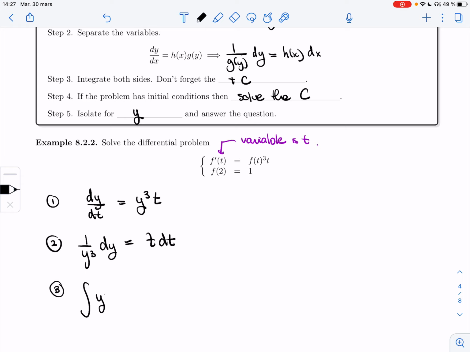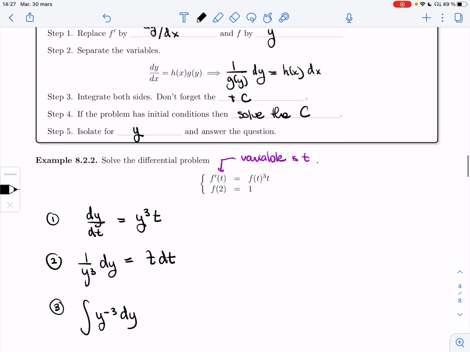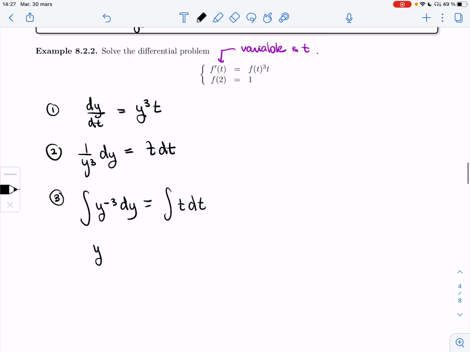So here I'm going to integrate y to the minus 3. On the other side, I'm going to integrate t. And I'm going to get y to the minus 2 over minus 2 equals t squared over 2. And I'm just going to put 1 plus c on this side.